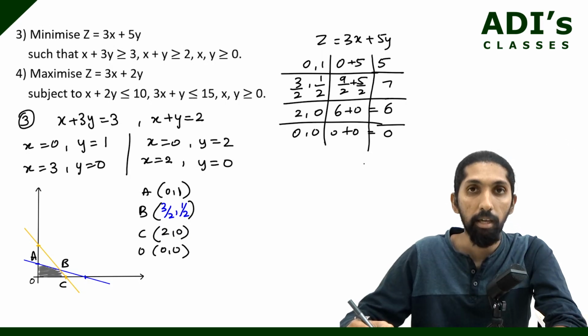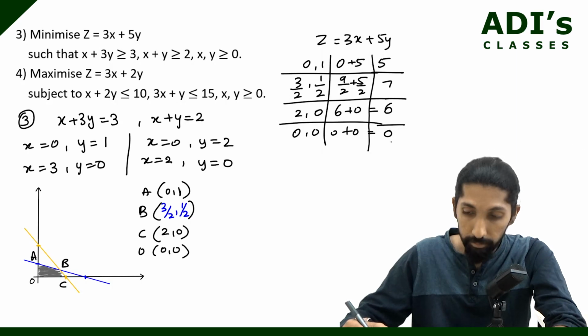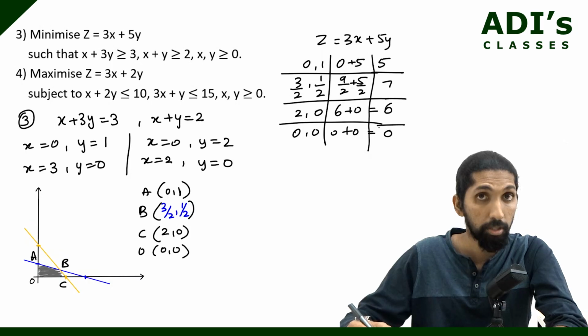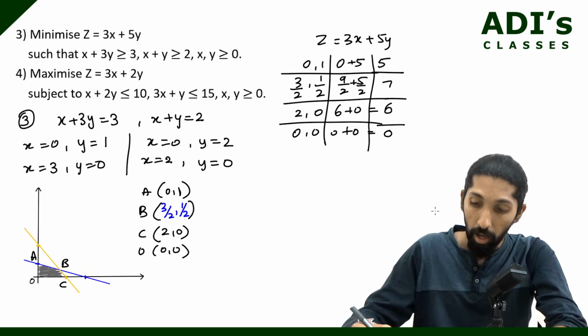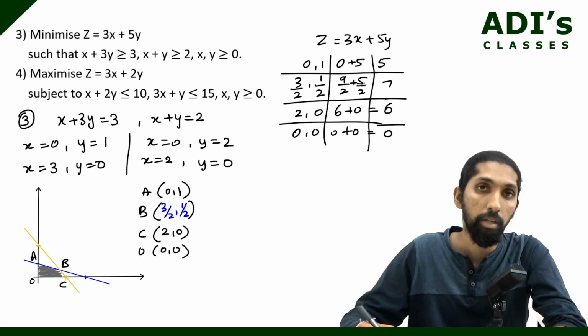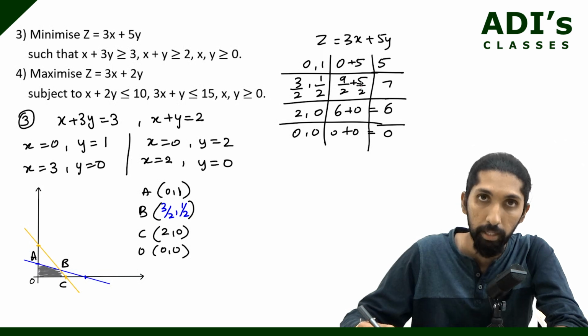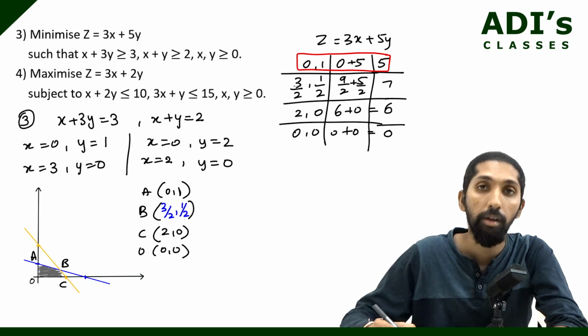Now you might be thinking, yeah, my minimum point is 0, comma 0. Correct? But guys, remember, we are trying to minimize the function, right? When you are trying to minimize the function, 0, comma 0 cannot be the point. Even though it is a corner point, that cannot be the answer.